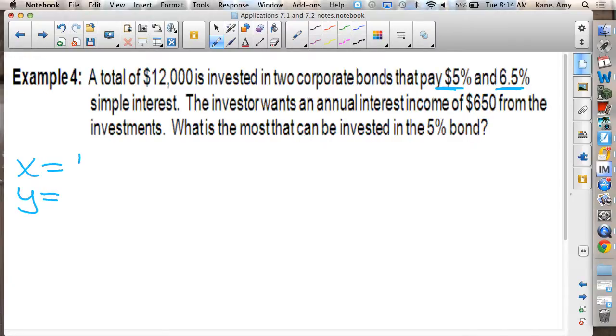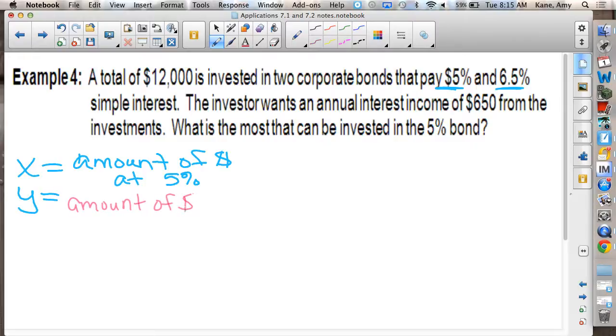So X would be like the amount of money at your 5% bond. And then Y would be the amount of money at the 6.5% bond. Because we're investing a different amount of money at each, I'm not investing the same amount for each one. So if I have a total of $12,000 invested between the 2 bonds, I want to earn $650. How could we come up with 2 equations for that information?